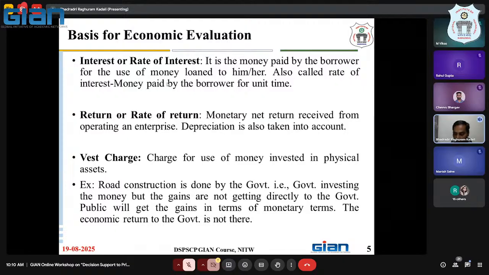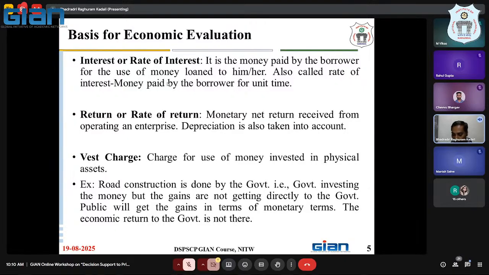If you are taking a loan from a government bank, that interest will be different. If you are taking it from private banks, that might be different. If you are going for international banks, those interest rates will be different. Apart from that, it also varies from project to project. Then we have the return, or the rate of return.